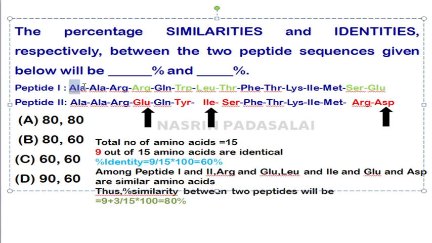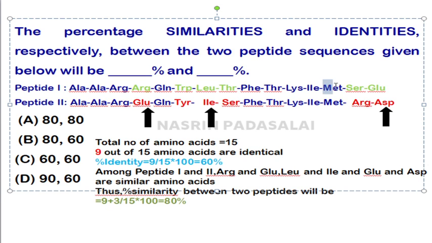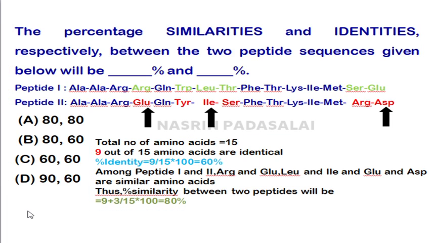Say in peptide 1, alanine is present at position 1, and in peptide 2 also alanine is present. And if you take methionine, in peptide 1 at the 13th position methionine is present, and also in peptide 2 methionine is present at the 13th position. So 9 out of 15 amino acids are identical. So simply you can calculate the percentage of identity. It is 9 by 15 into 100. So the total percentage of identity is 60.